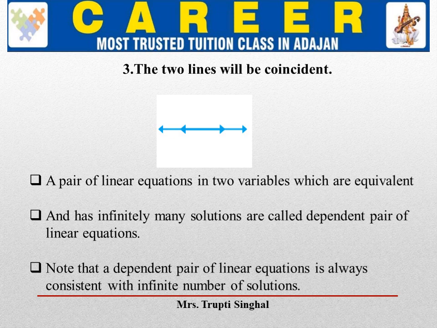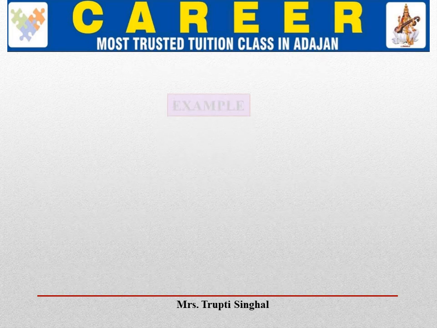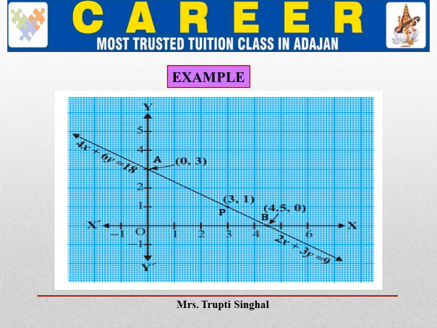Note that a dependent pair of linear equations is always consistent with an infinite number of solutions. Again, guys, this is the second type of consistent lines because it has infinitely many solutions. Therefore, it is called a dependent consistent pair of lines. Let's check this in a graph by an example.